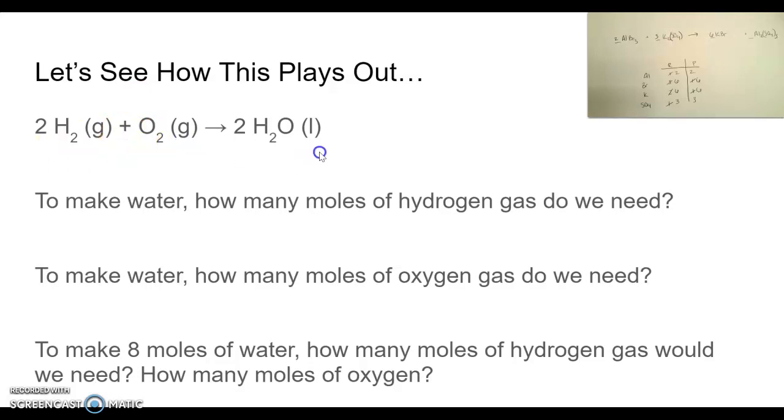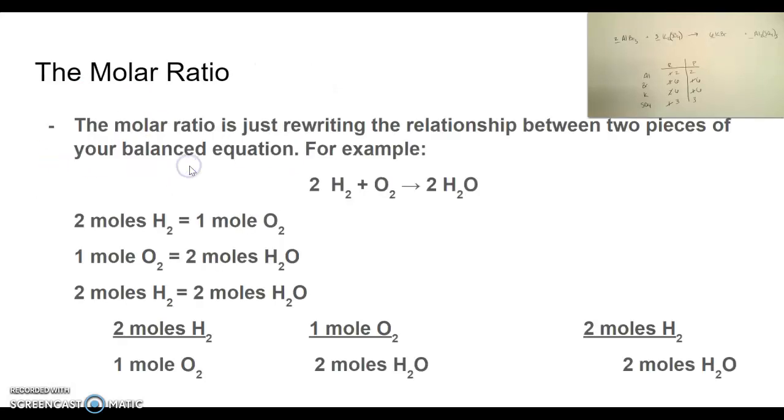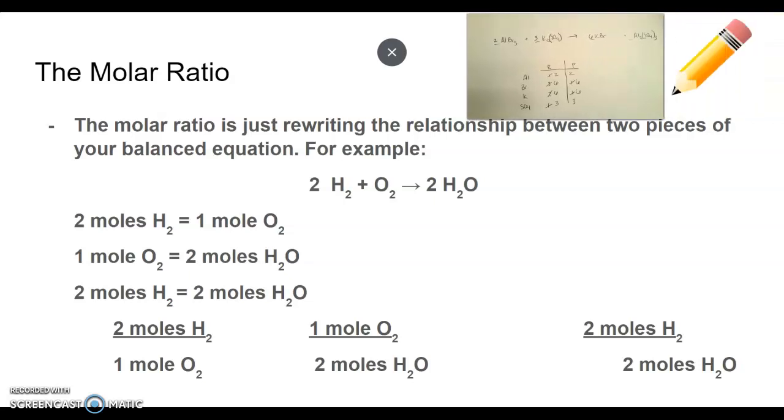So these balanced equations give us the ability to make a ratio. So go ahead and write this one down. The molar ratio is rewriting the relationship between 2 pieces of the balanced equation. So for example, that previously written equation, 2H2 plus O2 produces 2H2O. The molar ratio is just setting 2 parts of your overall balanced equation equal to each other. So 2 moles of H2 equals 1 mole of O2 is one possible ratio, right?